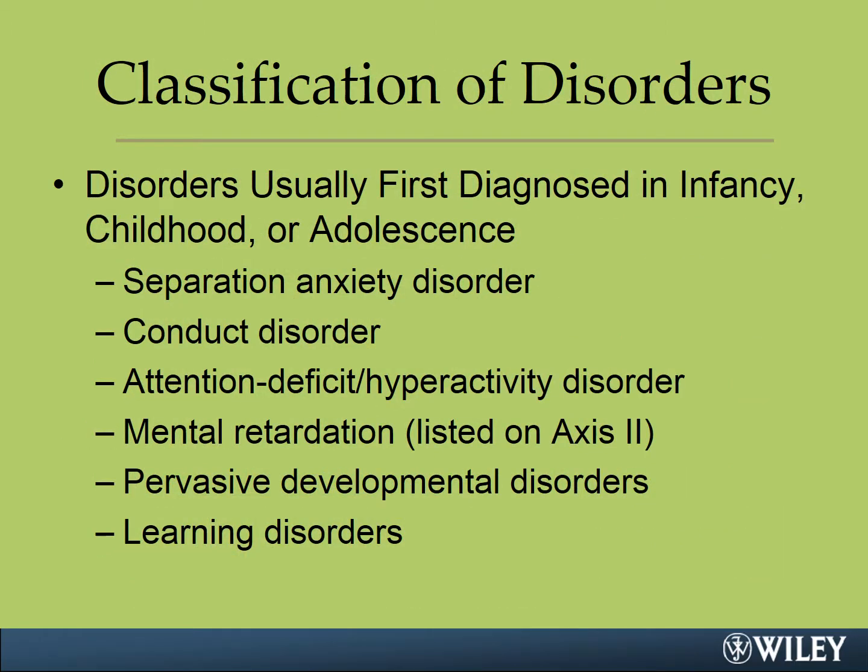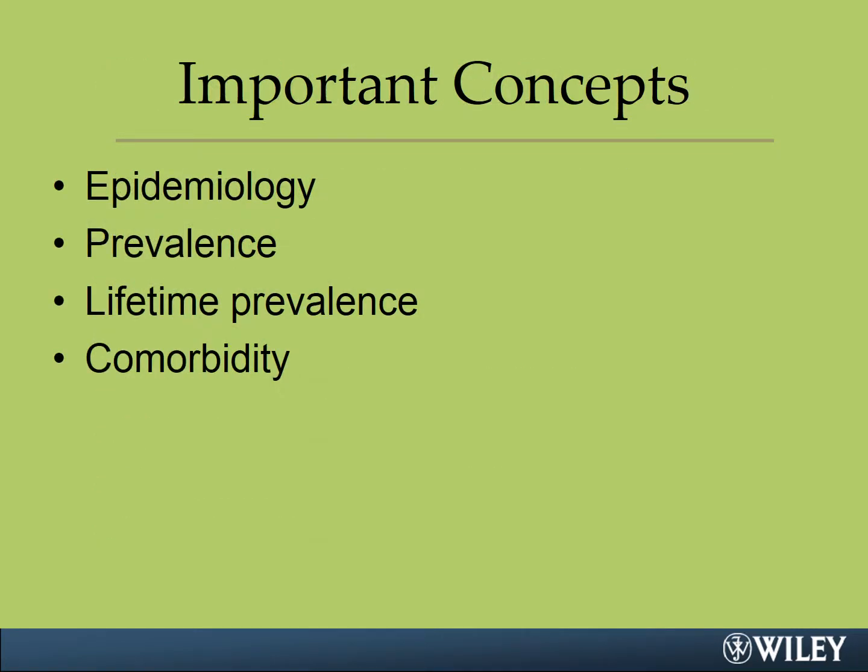Classification of disorders. Disorders usually first diagnosed in infancy, childhood, or adolescence: separation anxiety disorder, conduct disorder, attention deficit hyperactivity disorder, mental retardation (listed on Axis 2), pervasive developmental disorders, learning disorders. Important concepts: epidemiology, prevalence, lifetime prevalence, comorbidity.